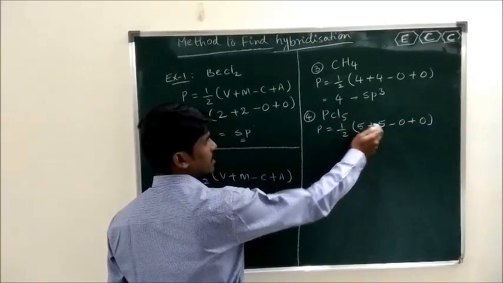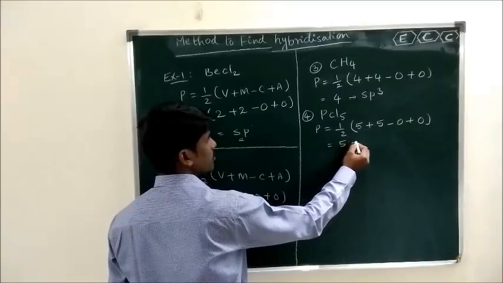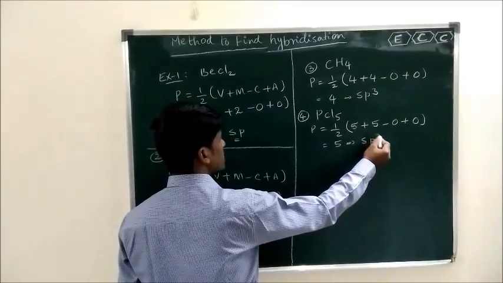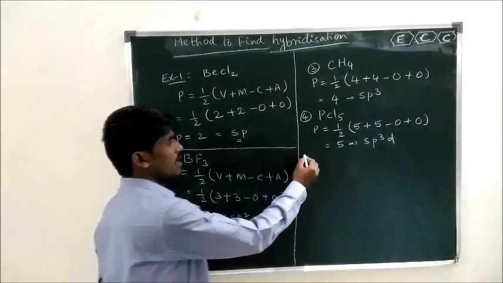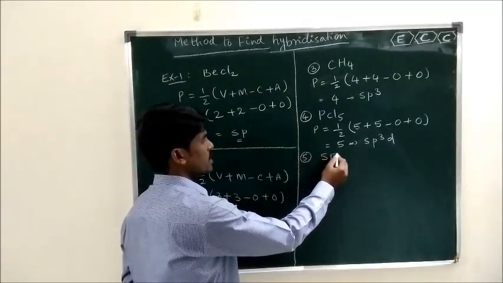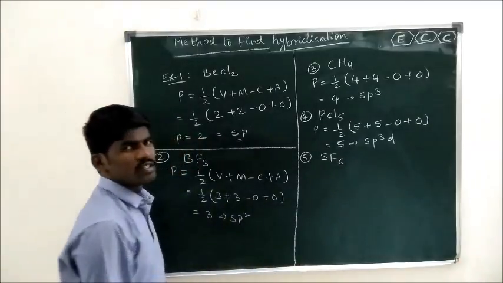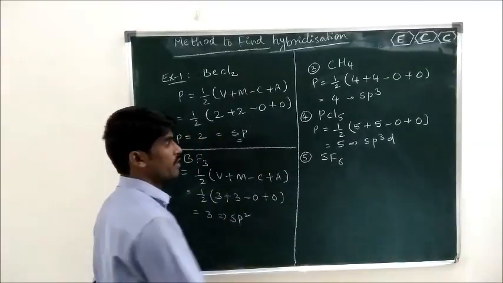5 plus 5, 10. 10 by 2, 5. P is equal to 5. What is the hybridization? sp3d. Similarly, if you go for one more example, SF6, sulfur hexafluoride.